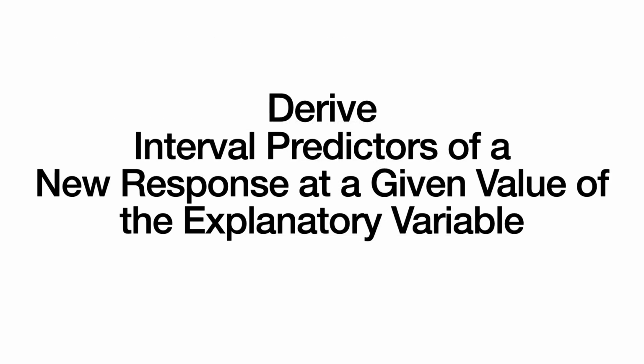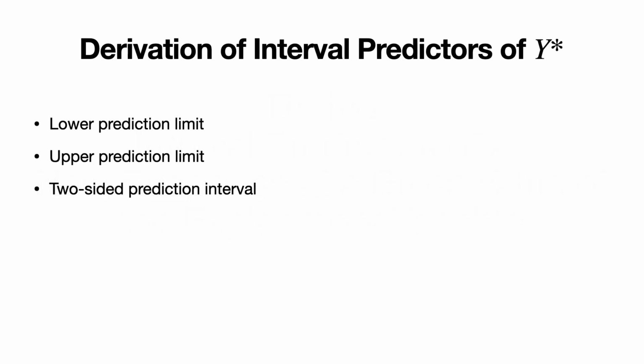Now that we have that information, we can derive interval predictors of a new response at a given value of the explanatory variable. We'll first derive a lower prediction limit for y star. We'll then derive an upper prediction limit for y star. And then finally, we'll combine lower and upper prediction limits for y star to get a two-sided prediction interval for y star.